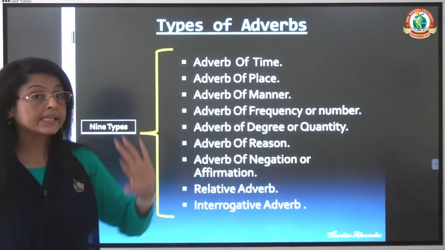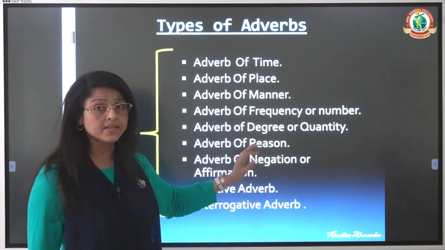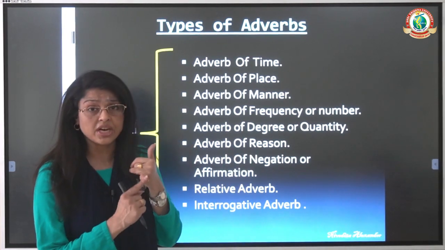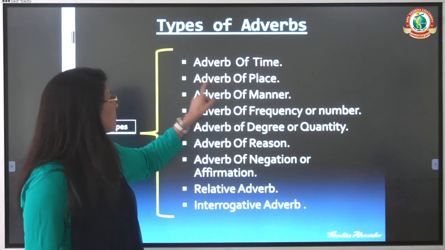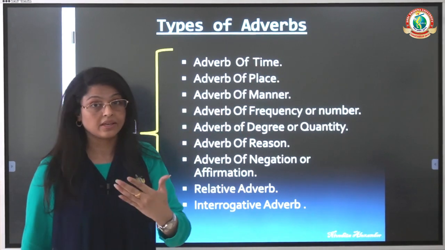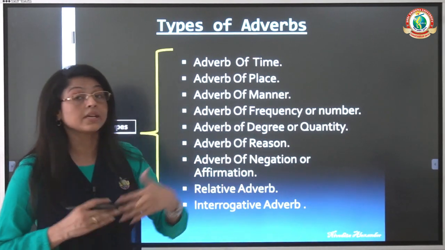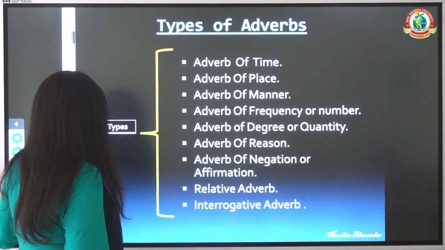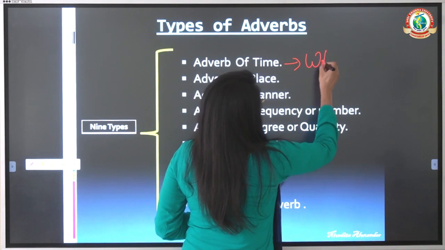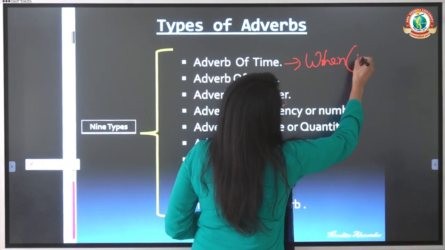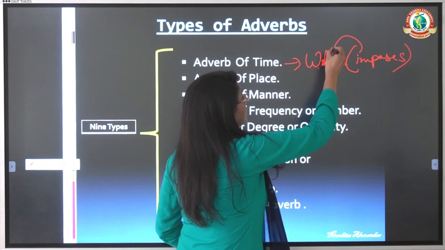Types of adverbs, 9 types, and it won't be much difficult for you because you have already learned these kinds of types in the previous slides, whether it is adjectives, pronouns, nouns, anything. So it is exactly the same. Adverb of time, which shows when the thing happened. The thing happened today, tomorrow, yesterday, day before yesterday. So those kinds of words which come here show the when, okay? They impose the question when. Clear?